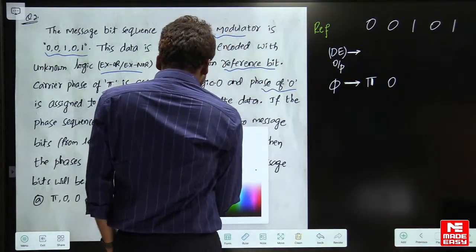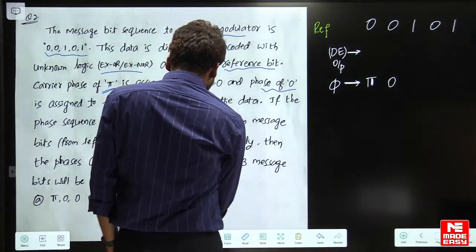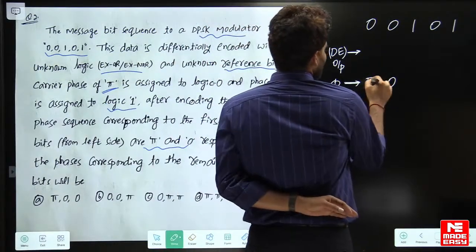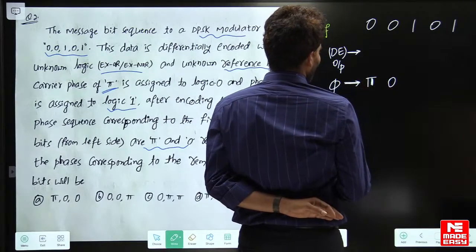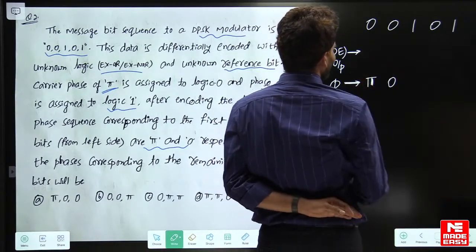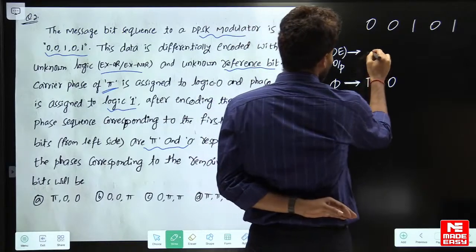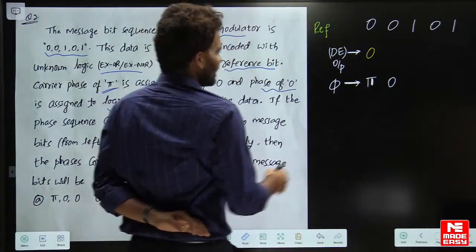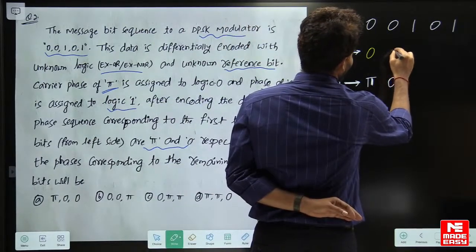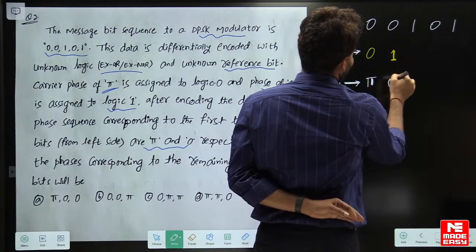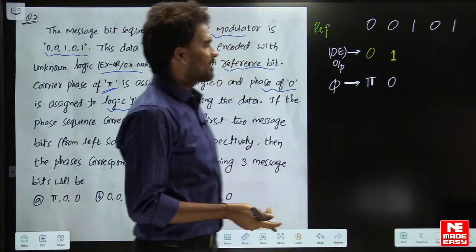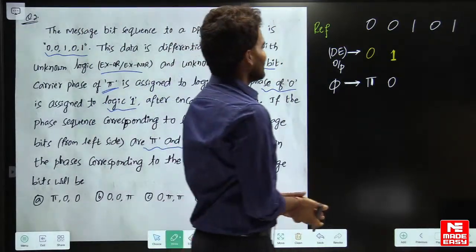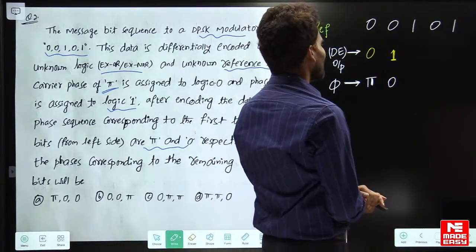Now, what will be the differential encoder output? The phase pi corresponds to which logic, logic 0 or logic 1? Logic 0. For logic 0, the phase shift is pi, and for logic 1, the phase assigned will be 0. So after differential encoding, the first two bits we are getting are 0 and 1.